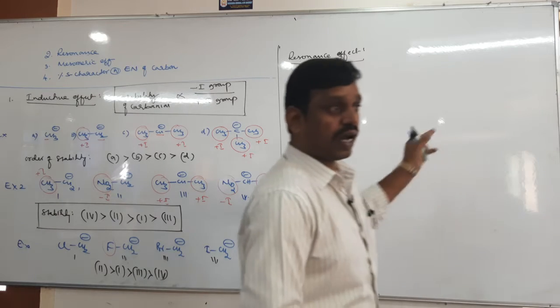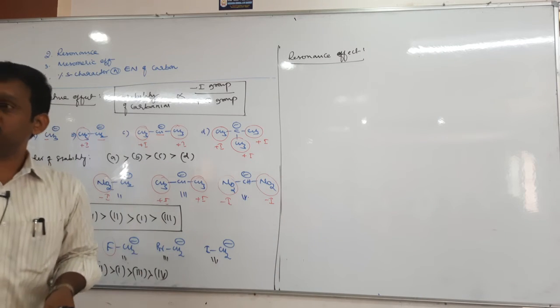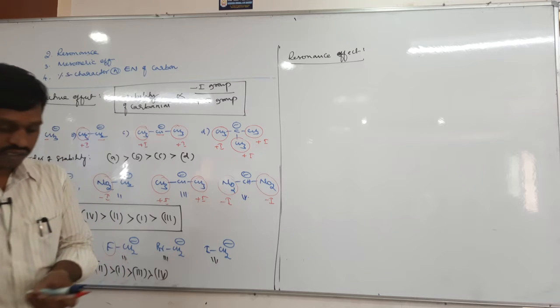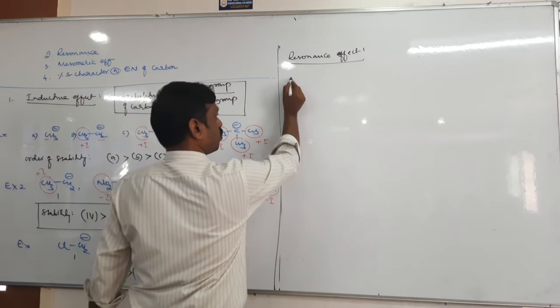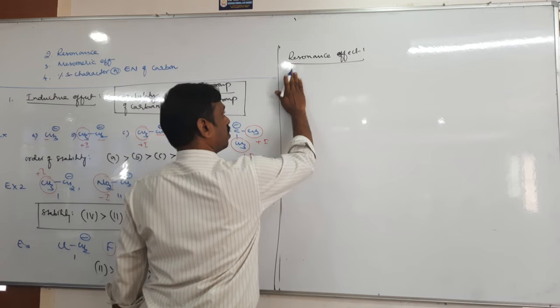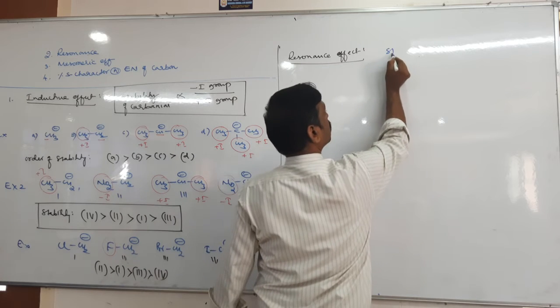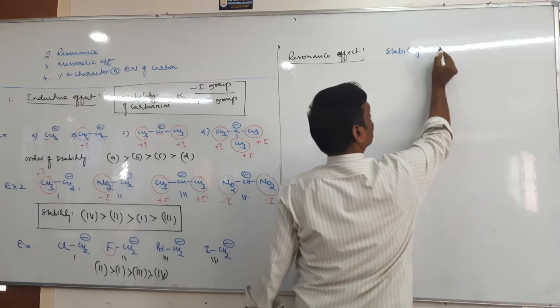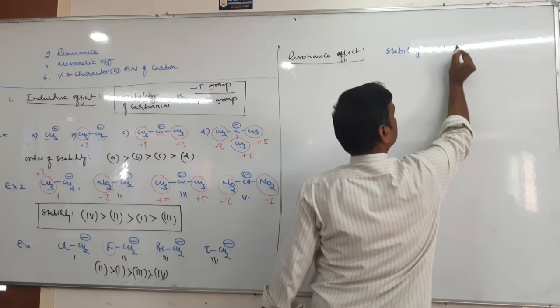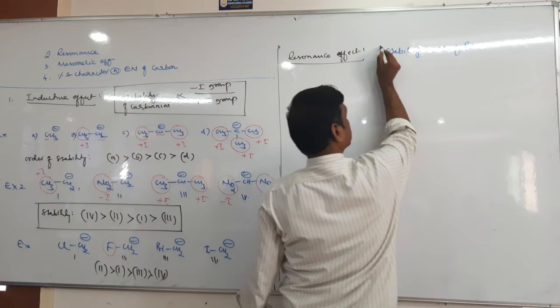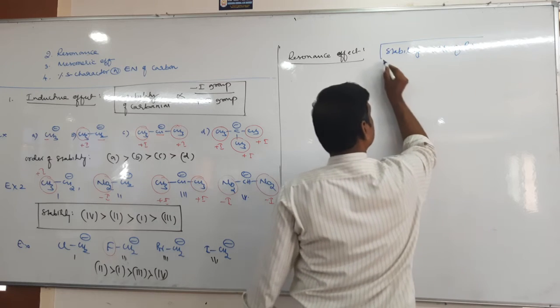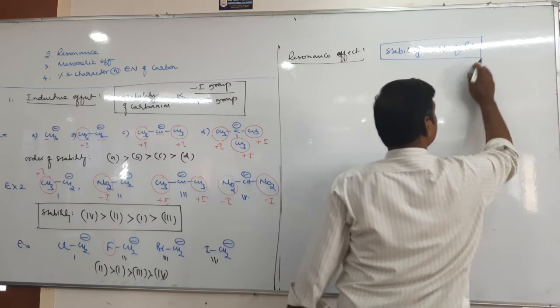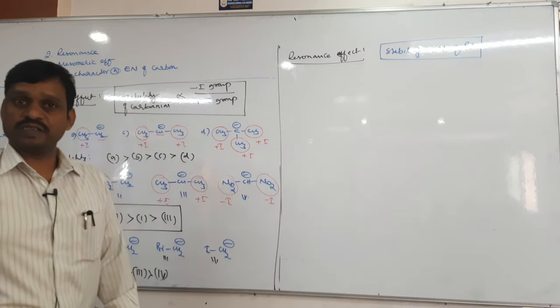Now let us see here carbanion. So what is the relation between stability of carbanion and resonance? It is directly proportional. Therefore, stability of carbanion is directly proportional to number of resonance structures, RS. As the number of resonance structures increases, the stability of carbanion increases.